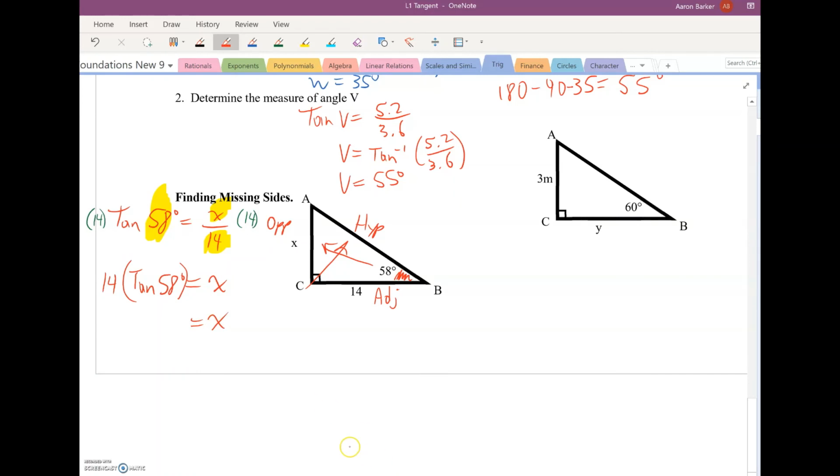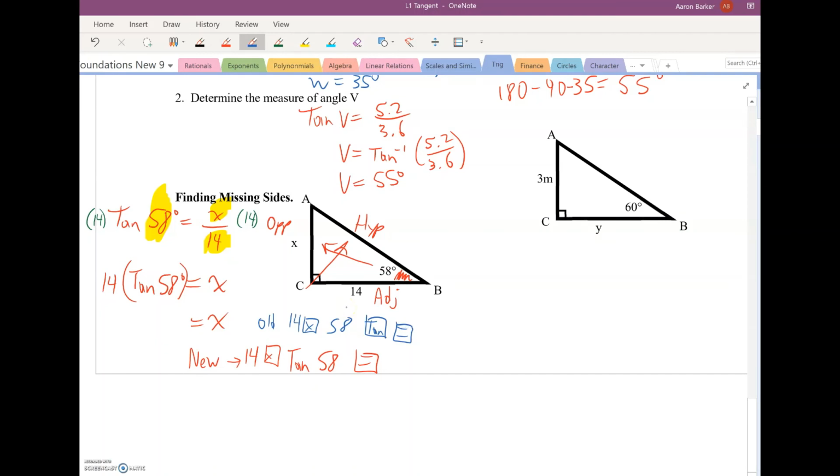So for the new calculators, if you have a new calculator, you type it in as you see it. You would press 14 times, and then you would press tan 58, and then you press equals. For an old calculator, you have to do it a little bit differently. For an old school calculator, you will go 14 times 58, then tan. This is where you have to be careful, because that's just going to show you the decimal ratio of tan 58. Then you have to press equals to do the multiplication.